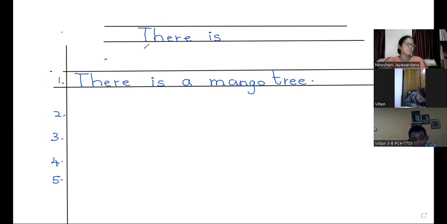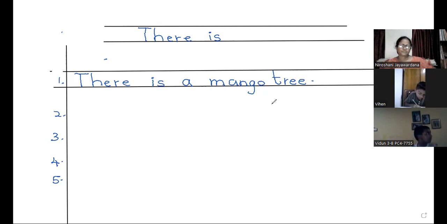I have finished, right? I am done, right? I have finished. Okay, Vidun. Want to say, I have finished. Very good. Read your sentences. There is a mango tree. There is a house. There is a bird bath. There is a pond. Very good, Vidun. Put a star mark, Vidun.